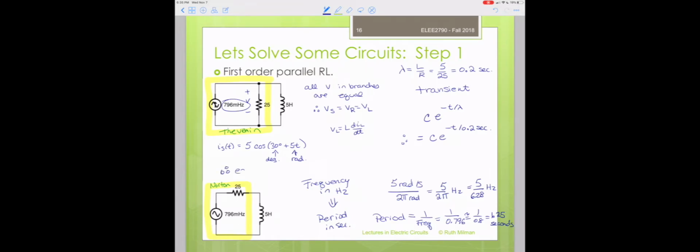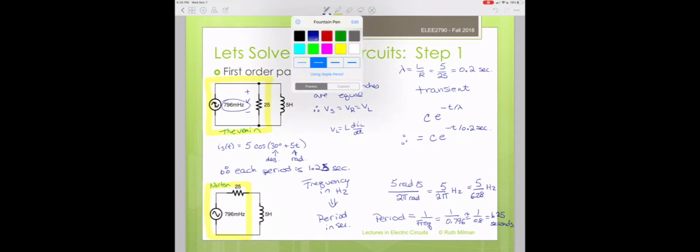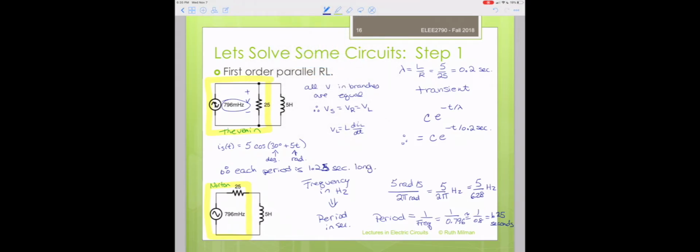Therefore, each period is 1.25 seconds long. And this is pretty much the information that's important for us to understand, because it gives us some identification of the system as a whole. And it's nice to see in this case that the period is significantly longer than the transient settling time, so we see that right away the circuit is going to settle very quickly, and we're not going to have any issues with problems with our signal.